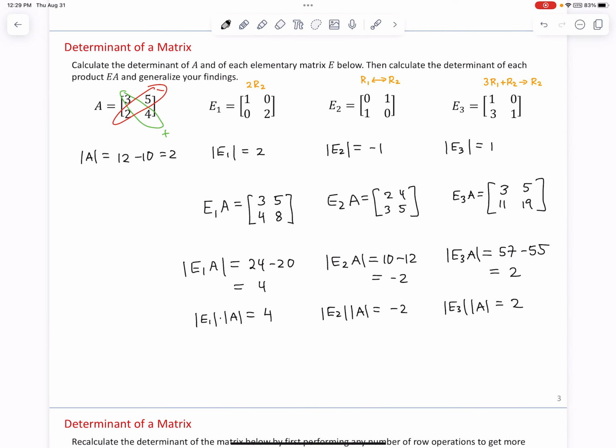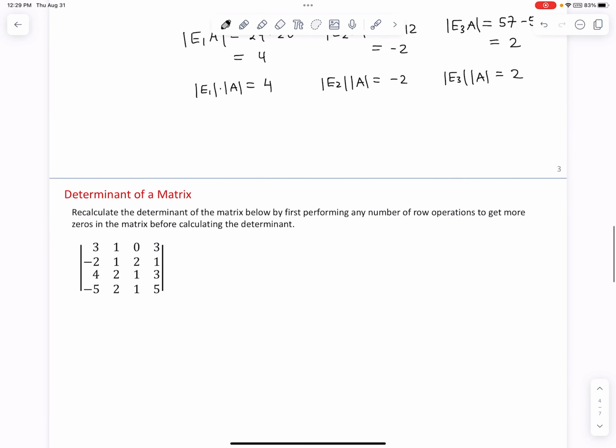Generalizing our findings: if you have a matrix A and you multiply a row by K, that will have the effect of multiplying the determinant of A by K. If you have a matrix A and you do a row interchange and then calculate the determinant, it'll change the sign of the determinant. And if you have a matrix A and you do the third row operation, it will have no effect on the determinant. Let's go to the next slide.